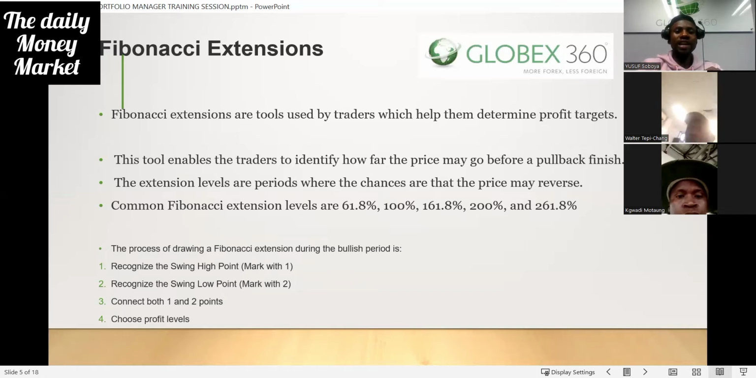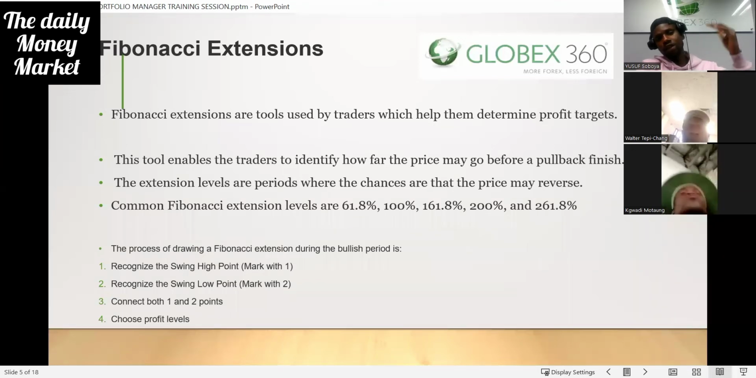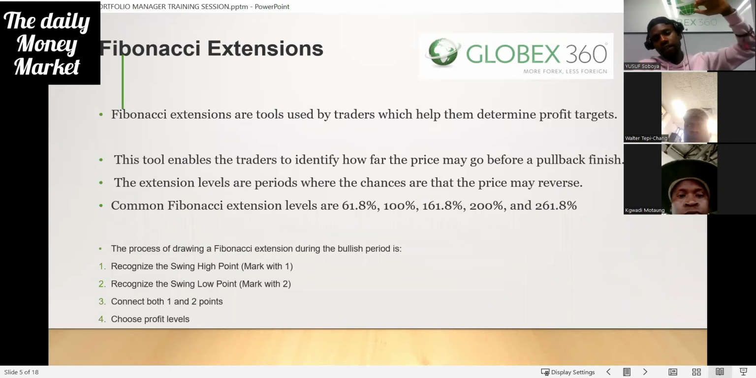So the process of drawing the Fibonacci extension during the bullish period is, first of all, you recognize the swing high point, mark number 1, right? So you recognize the highest point level of that chart.